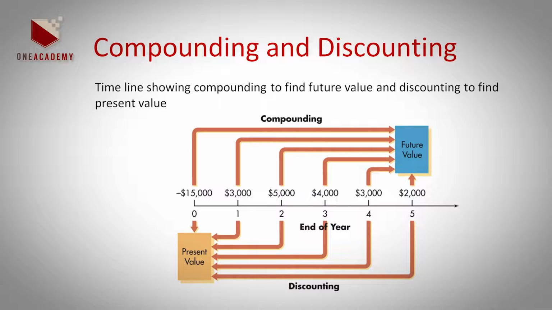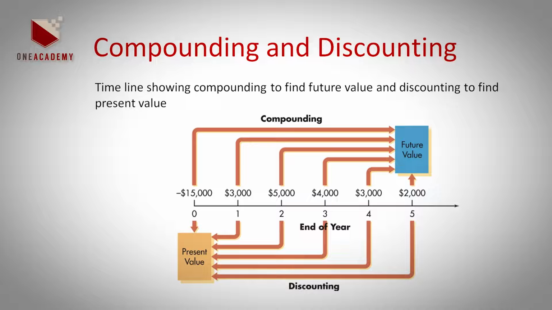Let's say we are discounting $3,000 from year one, $5,000 from year two, and so on. And we will arrive at the number which corresponds to the present value of this project.